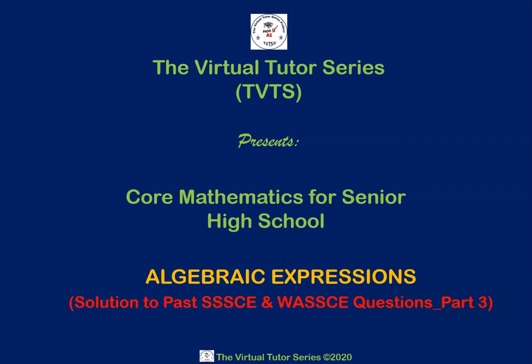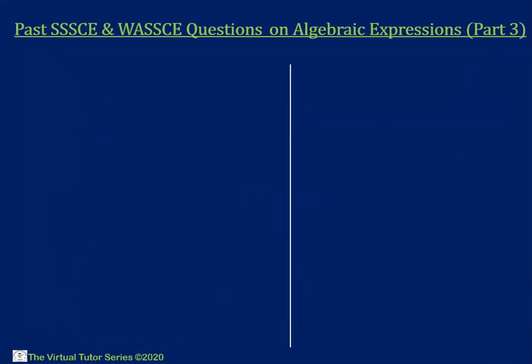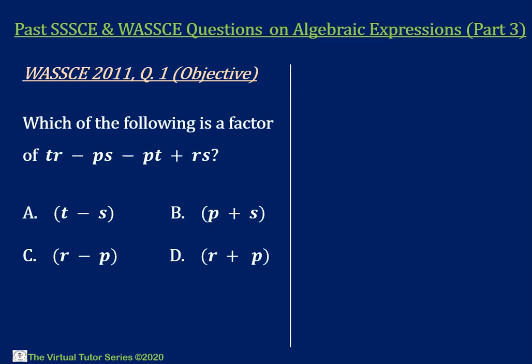To begin with, let's take a look at WASSCE 2011. Objective question 1. Which of the following is a factor of TR minus PS minus PT plus RS? Solution. We have the expression TR minus PS minus PT plus RS.